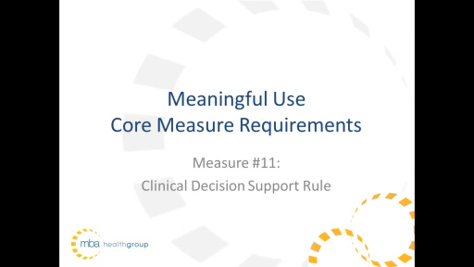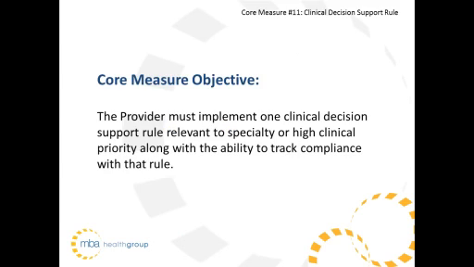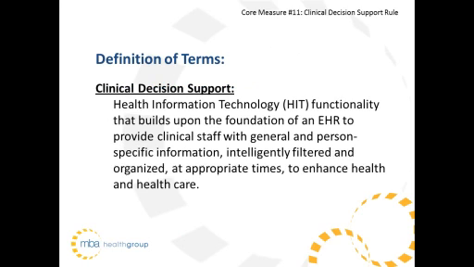So moving on to Meaningful Use Core Measure number 11, which is Clinical Decision Support Rule. The objective of this measure is that the provider must implement one clinical decision support rule relevant to specialty or high clinical priority, along with the ability to track compliance with that rule. So let me just point out, along with the ability to track compliance, you don't actually have to track compliance at this point. I know some people get a little worried about that.